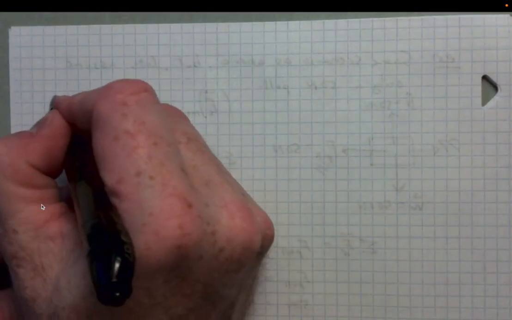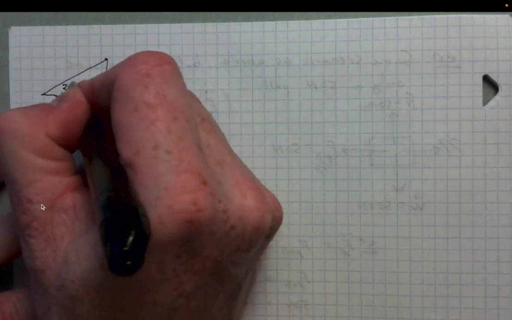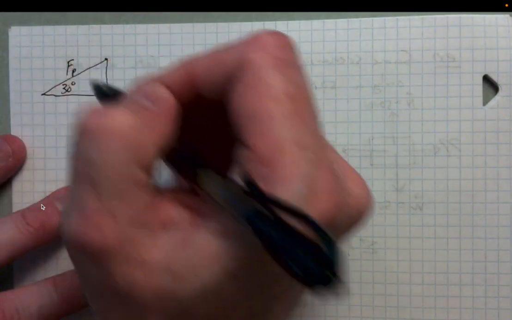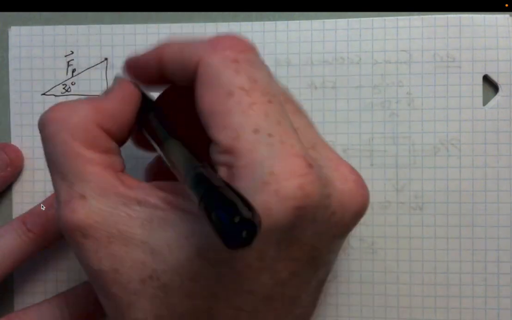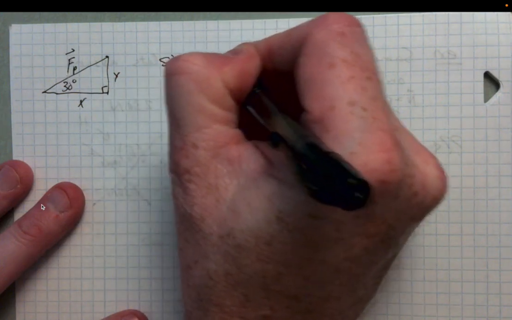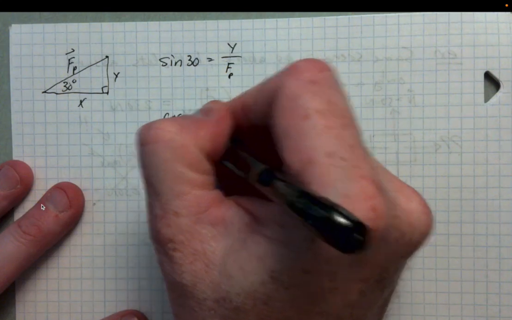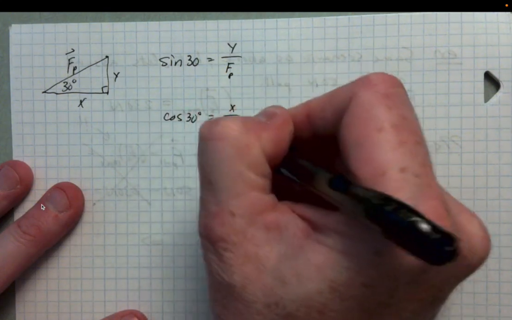So here's how I would, let's break down this triangle. Let's start with that. All right, so I've got this triangle, it's at 30 degrees, and here's the force of the pull. Okay, and we'll call this X, and we'll call this Y. And so sine of 30 degrees is equal to Y over the hypotenuse, which is F sub P, and cosine of 30 degrees is X over F sub P.